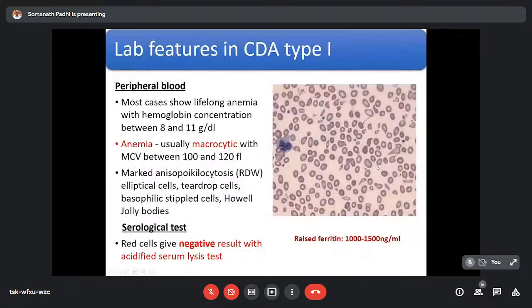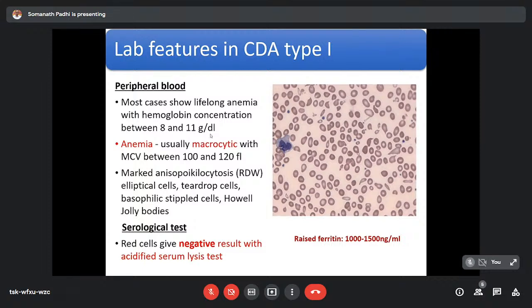So coming back to the CBC and peripheral smear findings, most cases of CDA type 1 present with lifelong anemia with a hemoglobin concentration of 8 to 11 gram per deciliter with a median concentration value of 9.5 gram per deciliter. As I mentioned, they are usually not transfusion dependent. They may be transfusion dependent in the initial phases of life just to manage the anemia, whereas in the latter part of life they are not that much transfusion dependent.